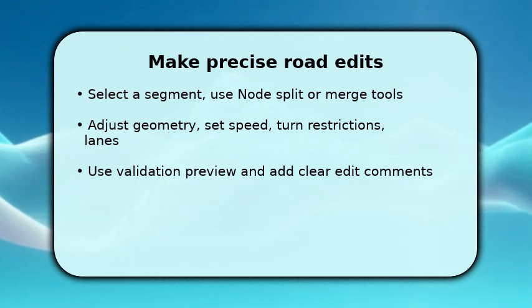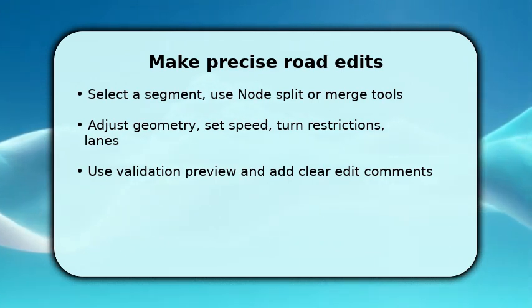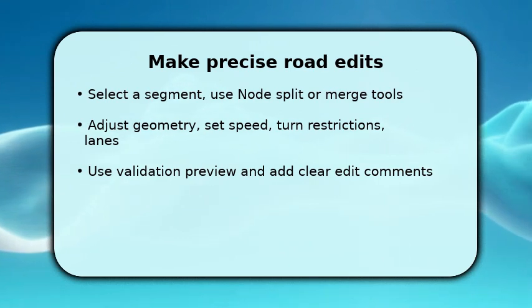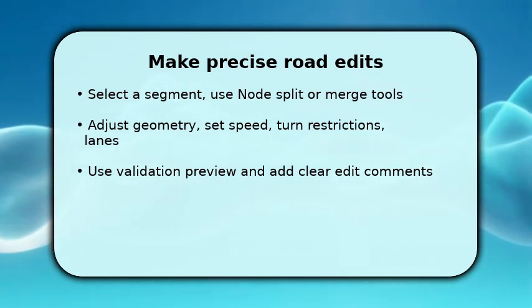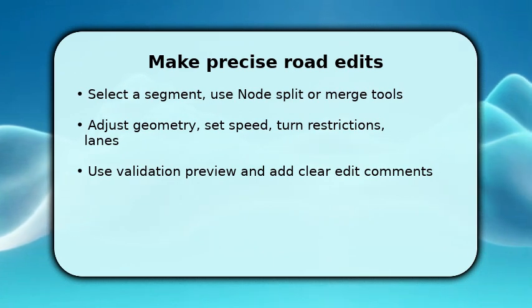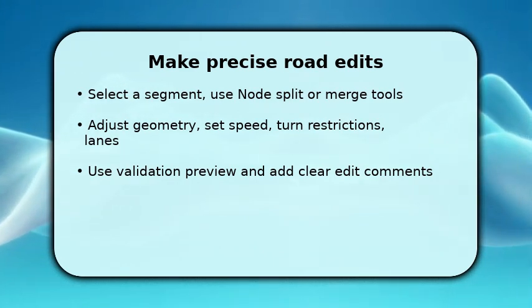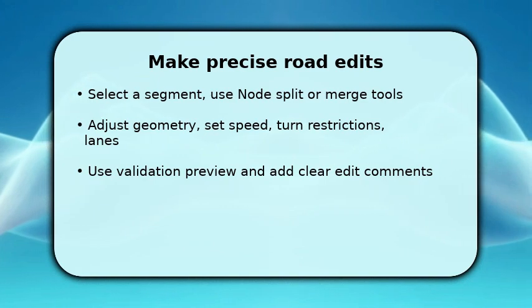Once edits are staged, run the validation preview to catch errors and add concise edit comments explaining why you changed the road. This saves reviewer time and reduces reverts. If unsure, leave a note for local curators explaining the data source.